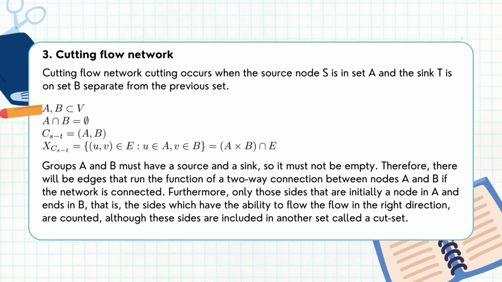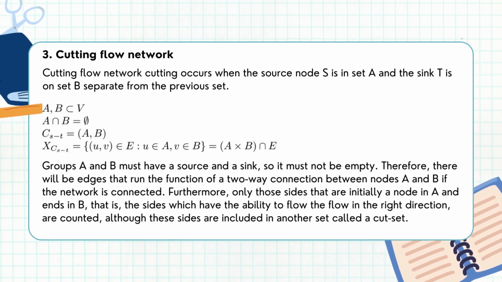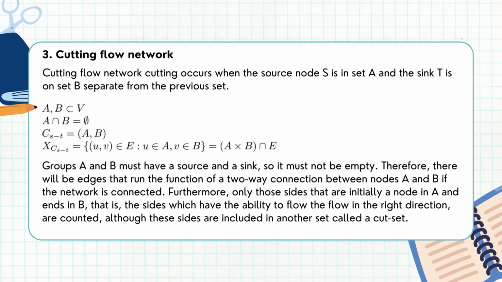Third is cutting the flow network. A cut occurs when the source node S is in set A and the sink T is in set B, separate from the previous set.